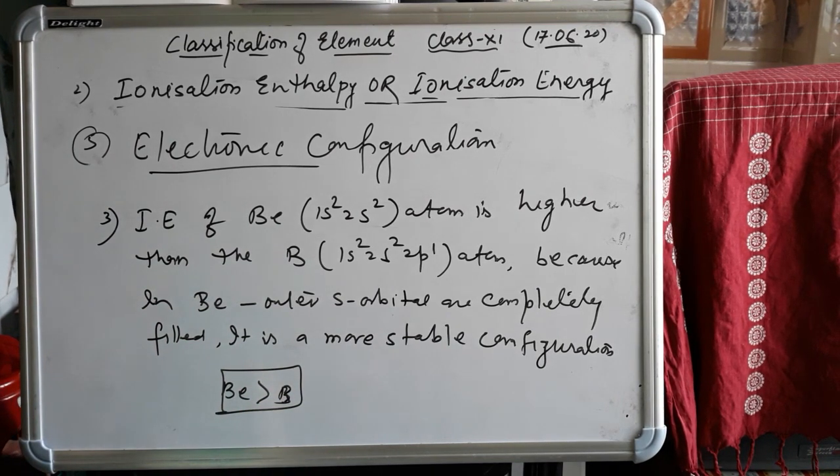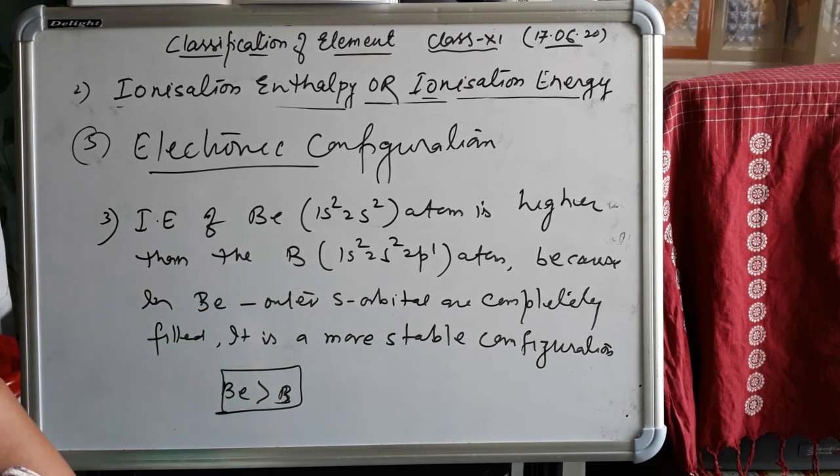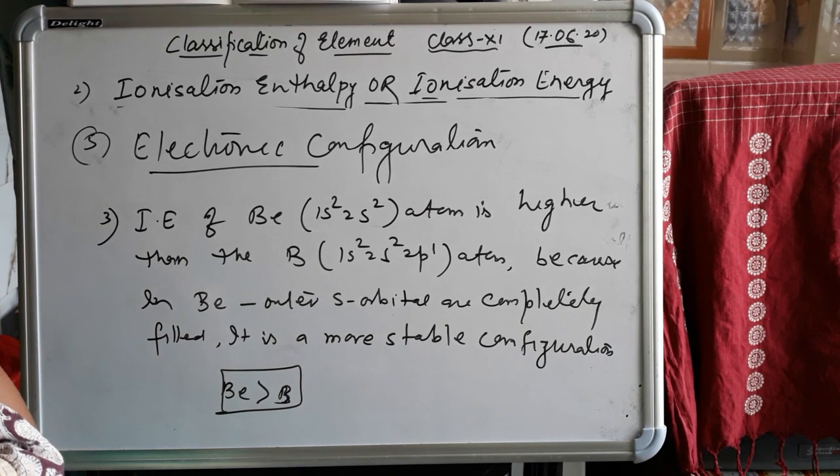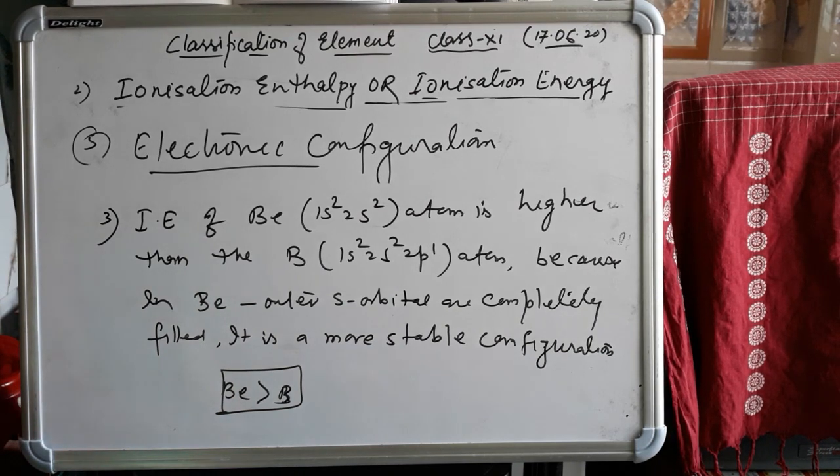Likewise, magnesium and aluminum. Magnesium has an outer s orbital that is completely filled, but in aluminum the outermost electron is in a p orbital, so magnesium has higher enthalpy than aluminum. So students, learn all the factors properly.